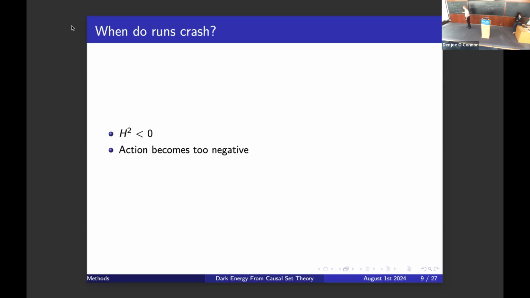So that's how you're dealing with your lambda. Lambda is just some constant multiplied by the action divided by the volume. So if your action becomes too negative, then your lambda becomes too negative, which in turn makes the right-hand side of the equation become negative. And that's why more runs crash the higher alpha gets, because as you increase alpha, you increase the variation or the fluctuations in your action, and therefore it has a higher chance of becoming too negative.